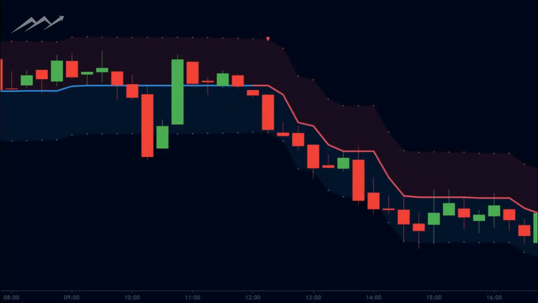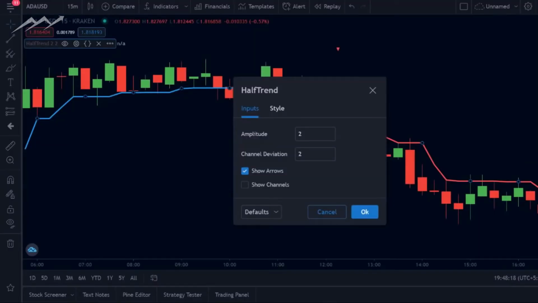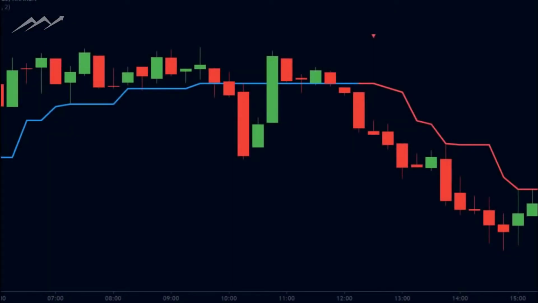For the purpose of our strategy, we only need the central line. So we can remove the upper and lower band by unchecking the Show Channels option. Another change is that we will change the amplitude value to 4. Now the indicator is completely ready for our strategy.